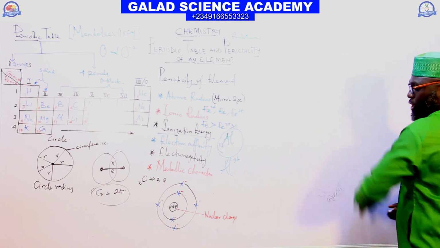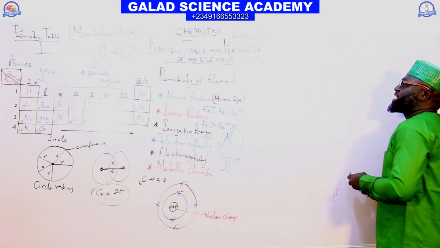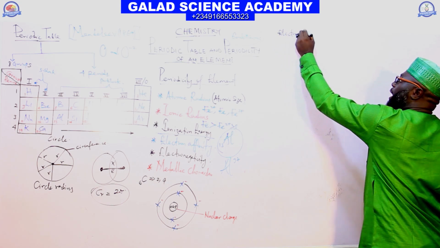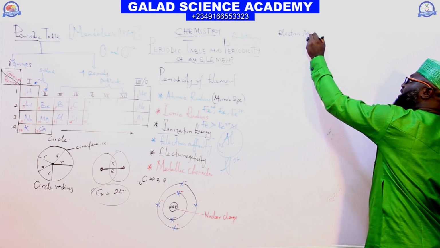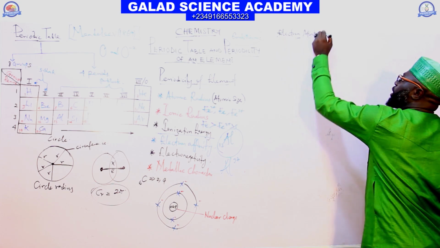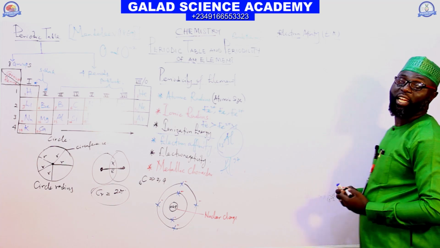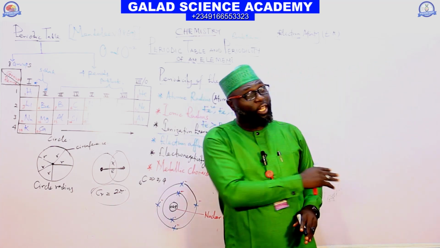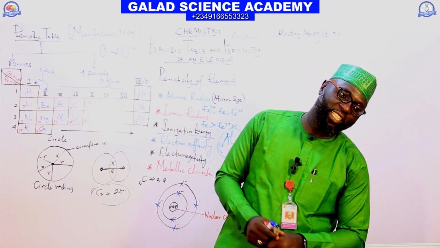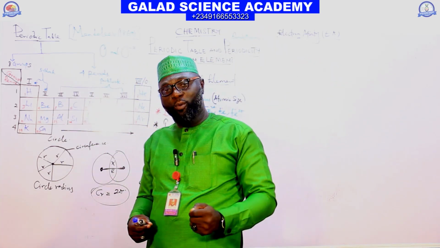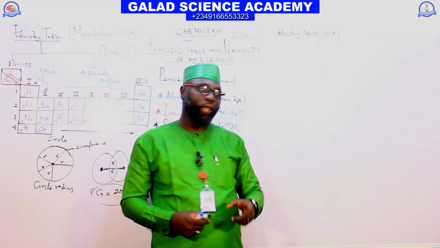The next one is electron affinity. We call it EA. It is the absolute opposite of ionization energy. Ionization energy is the energy required to take out or remove one mole of electron from a gaseous atom.